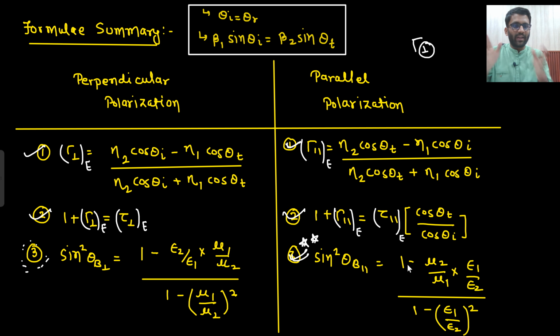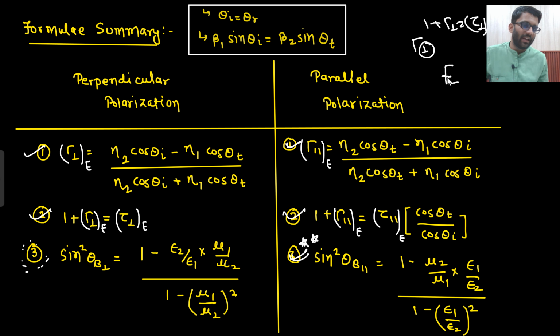And if you need to write down parallel, it means two lines are parallel, so they are not cutting. So eta and theta of this guy only: eta 2 cos theta t minus eta 1 cos theta i, and then just addition in the downward. Then perpendicular: 1 plus gamma perpendicular is equal to tau perpendicular. So whether something will come or not will be decided by this perpendicular guy.